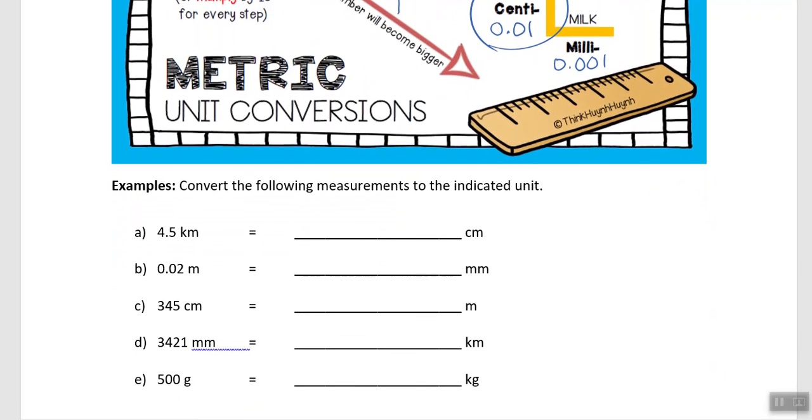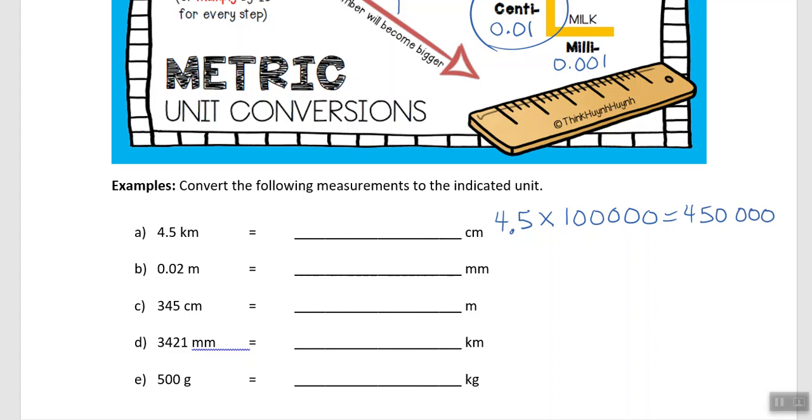So I'm going to take my 4.5 and I'm going to multiply it by a 1 with 5 zeros. And remember, I'm multiplying because I'm going down, and my number should get bigger. It's going to be bigger than 4.5. And when I do that, it gives me an answer of 450,000.